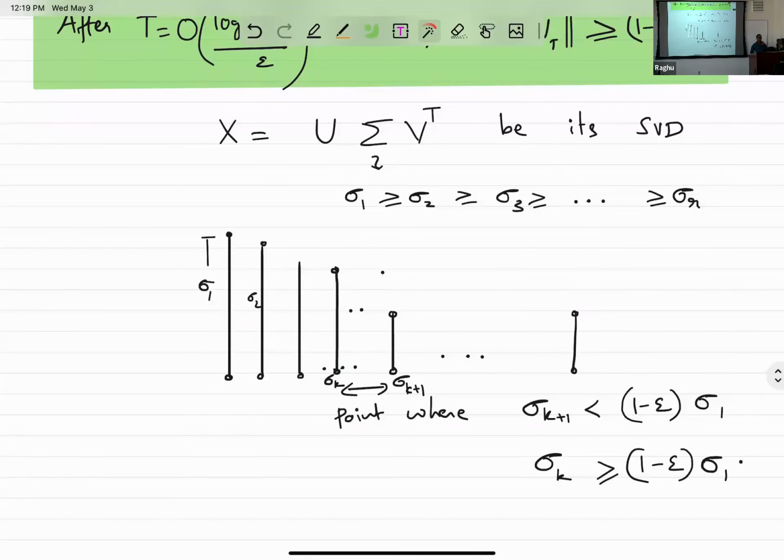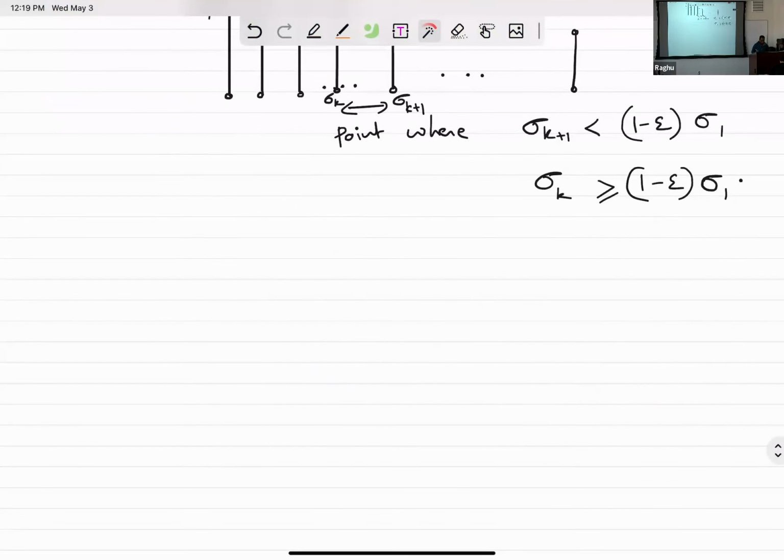Okay. Any questions about this? And the power iteration, if these are all very close, won't distinguish between them until much, much later. Right?